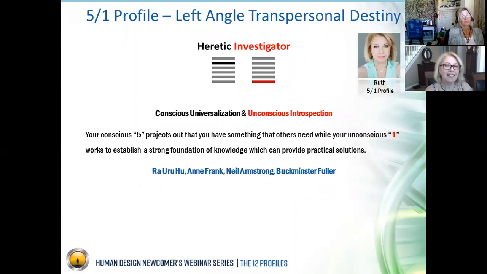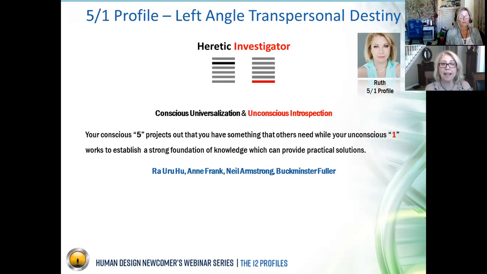There she is, Ruth. And here, the 5-1 profile. We now get to the left angle, transpersonal destinies. Where personal destiny, your purpose, is fulfilled through your accomplishments, your achievements, and is very internal, for the left angle folks, your destiny is fulfilled through your interaction with others. Every single person you meet and interact with as a left angle is here for a reason. Some people say the personal destinies are here with a clean slate creating karma, and the left angles are here resolving karma. So people you meet, you have some karma to resolve with them somehow.